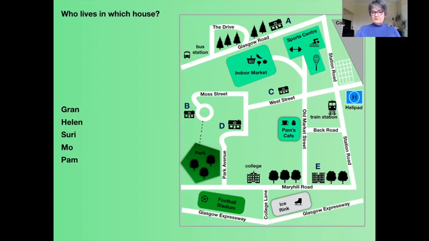Read the paragraph that you will see on the screen and then decide which house belongs to each person. So, in your notebook, write down Gran, Helen, Suri, Mo, and Pam. Then read the paragraph and decide whether it's house A, B, C, D, or E. Okay, let's have a look at the paragraphs.